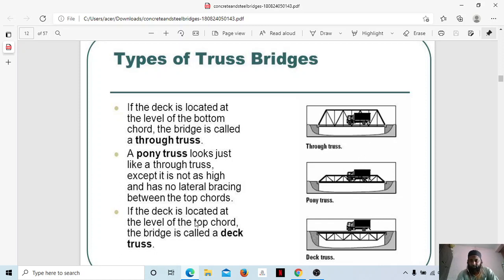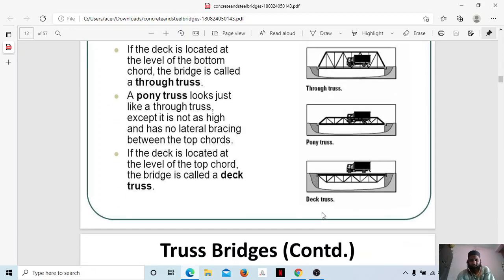If the deck is located at the level of the top chord, the bridge is called a deck truss. You can just see it is an inverted structure, with the bracings provided at the bottom, and you can see the free flow of traffic from here. So this type is the deck truss type. You can just see here what is the level of the bottom chord. Depending on that bottom chord, this is how the trusses have been differentiated.